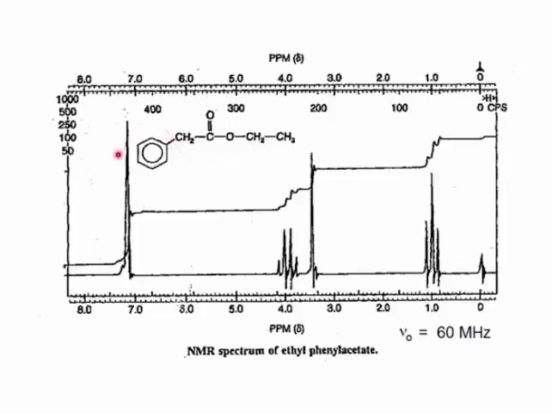The signal at 7.2 delta is associated with the benzene ring hydrogens. The signal appears to be a singlet, but strictly speaking, it is not, because as you can see, there is some broadness at the base of the signal. It is not a sharp singlet because the ring hydrogens are not equivalent. They consist of ortho, meta, and para hydrogens, which are in different environments. So there's the complete analysis, interpretation of this NMR spectrum for ethyl phenyl acetate.